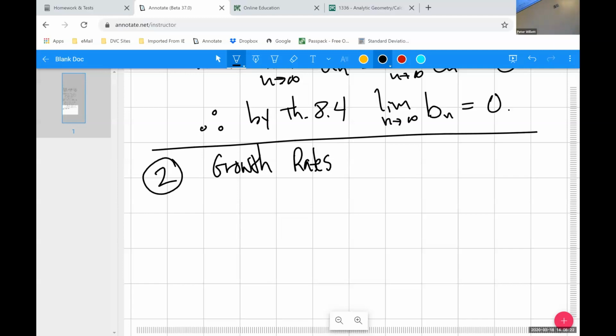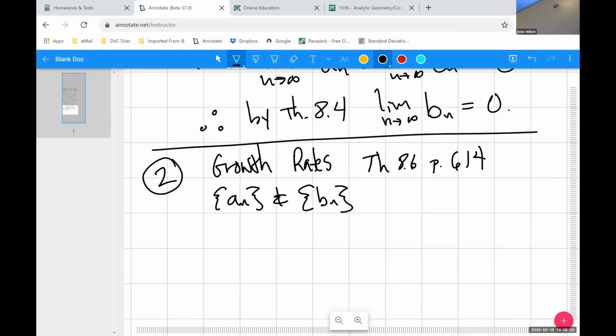They have a little discussion about this, but the theorem they have is theorem 8.6. This is on page 614, and all of it is on page 614, including the only example that they do. So the idea is that we want to compare two sequences, so let's say you have the a sub n's and you have the sequence of b sub n's, and we know that their limits are going to infinity. Maybe positive, maybe negative, but they're becoming infinite. Then we can discuss whether one of them grows faster than the other.